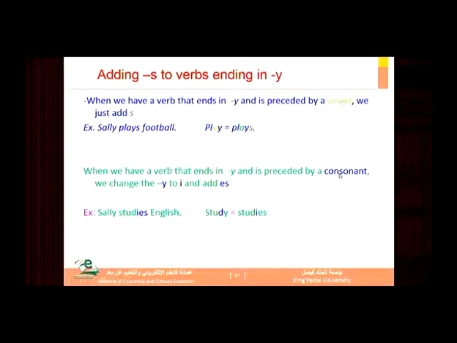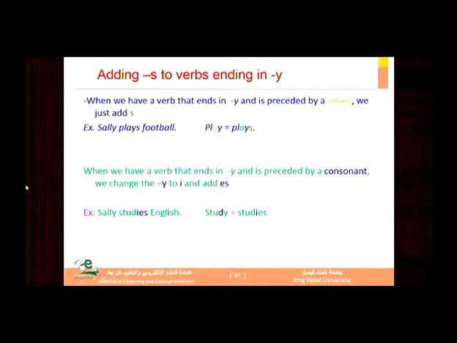Now sometimes when we have a verb that ends in Y and it is not preceded by a vowel, but it is preceded by a consonant, anything that is not a vowel. For example, the verb study, if you look at the verb study, it ends in Y, but before the Y we have a D sound. This D sound is not a vowel, it is a consonant. In this case, if you have a third person singular subject, you delete the Y and you replace it with I, then you add ES.